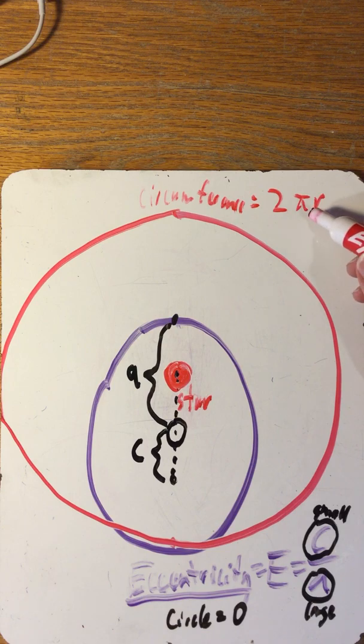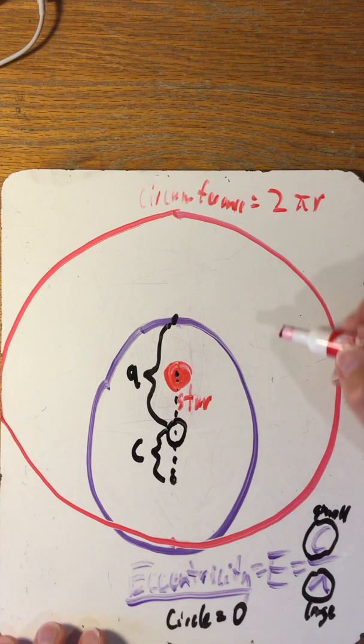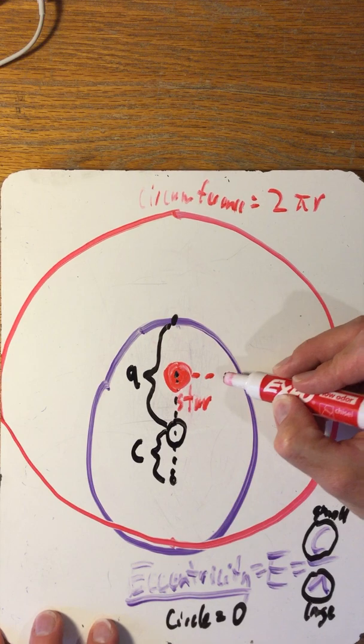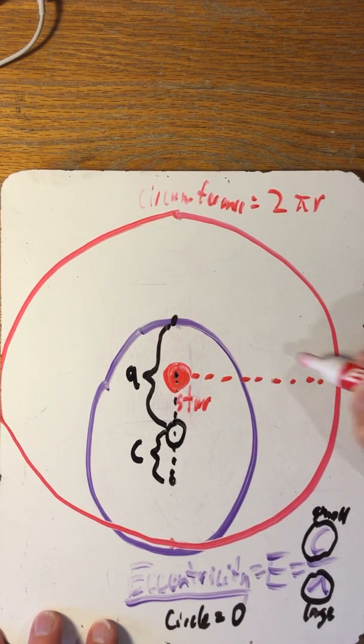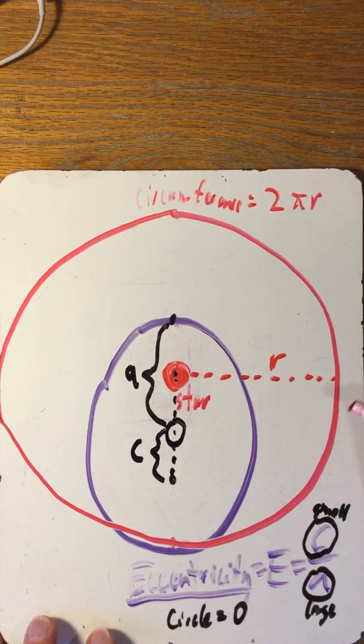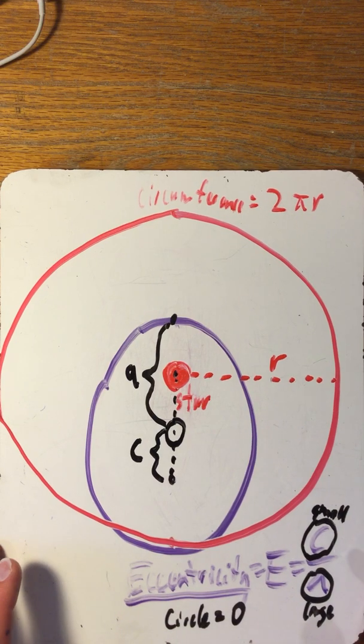Pi is 3.14. R stands for radius, which is just the distance from the center point to any edge of the circle. That's your radius. So all you got to do is measure that. Do 2 pi r, and you've calculated the circumference.